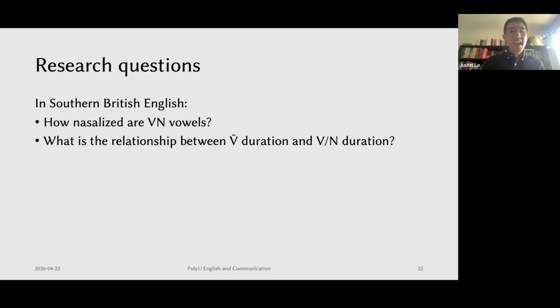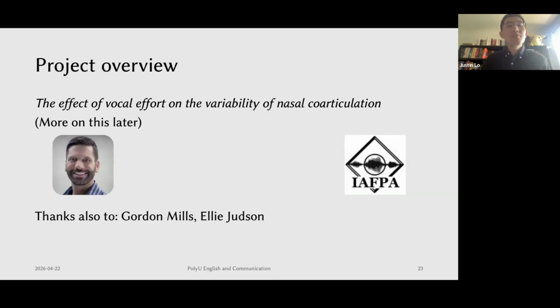It's a mouthful. So this is work done in a project funded by the Forensic Phonetics and Acoustics Association, and there is a broader aim here looking at vocal effort and nasal co-articulation. So we'll come back to this in the third study. But this is work that I am doing in collaboration with colleagues at UCL, Chris Carrickman.